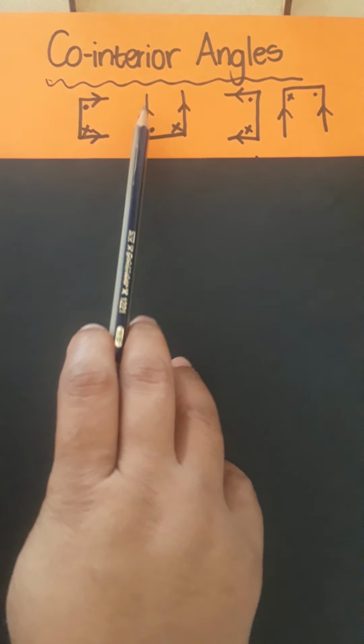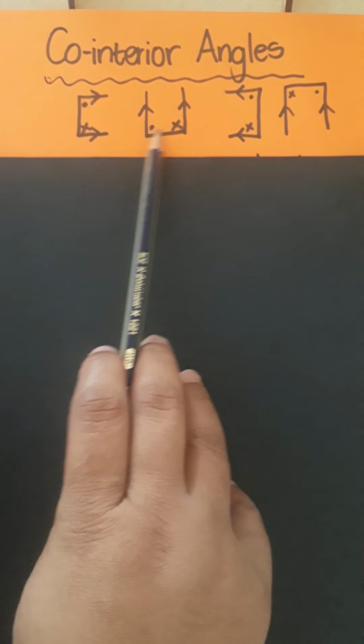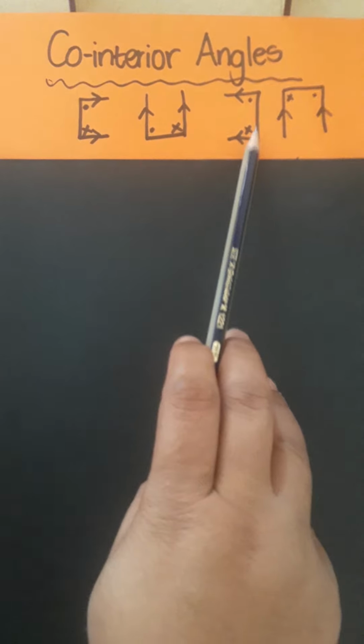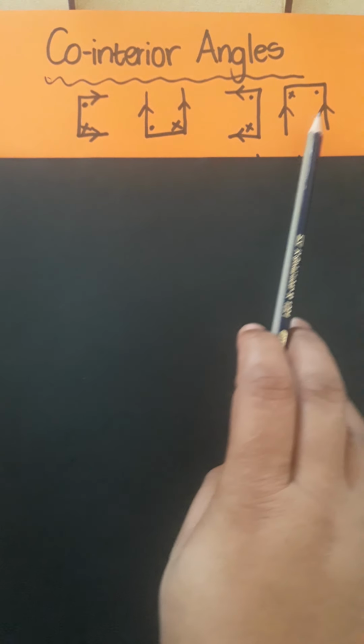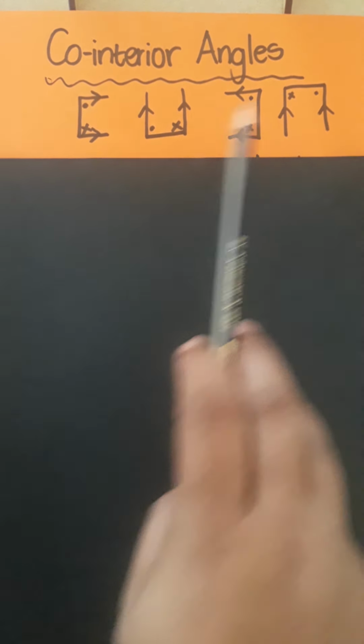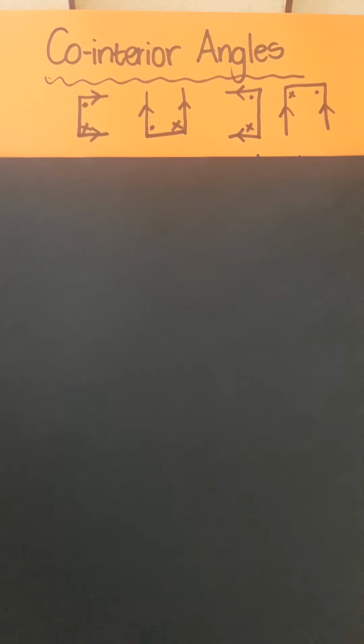Today's lesson is on co-interior angles. These angles lie between two parallel lines. So if I'm looking, there are two parallel lines, and the angles that lie between them are known as co-interior angles.